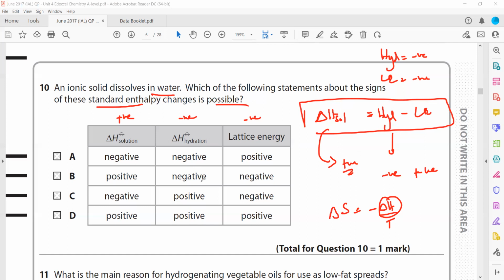So hydration is always negative, lattice is negative. If you check the options, even if they say hydration is negative, lattice energy is positive, that is not possible. But the idea is that the lattice energy and hydration energies are always exothermic, that's why they should be negative. And the enthalpy change of solution should be positive.